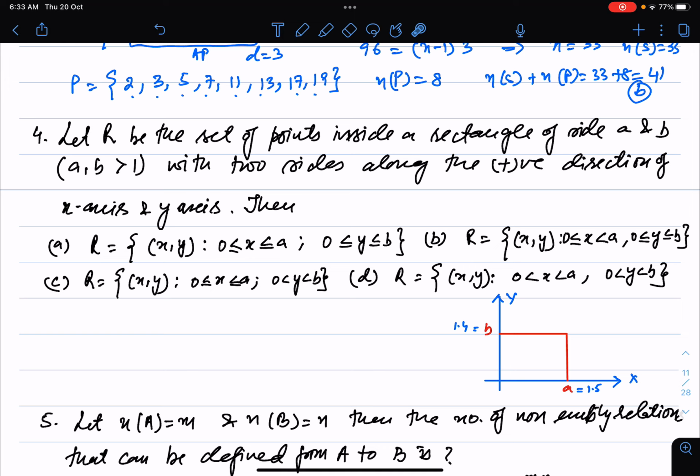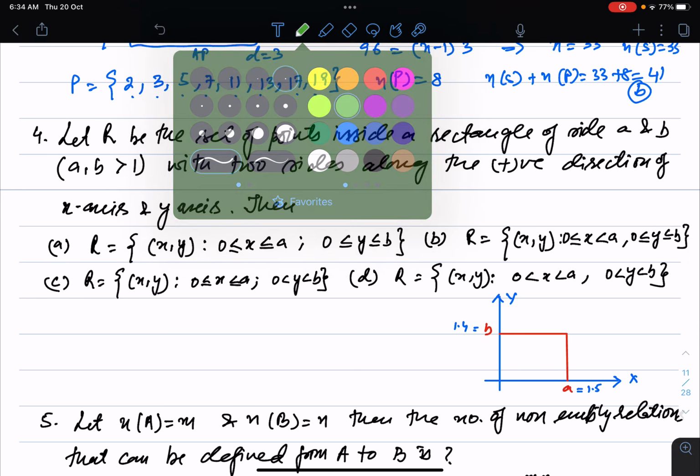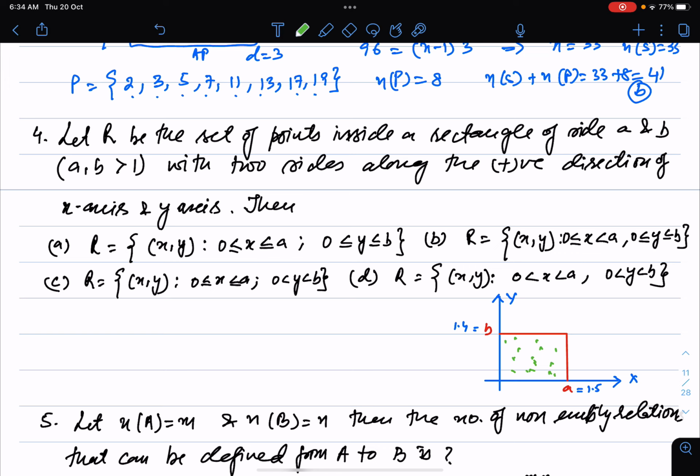A is greater than equal to 1 and we need R, the set of points inside the rectangle of side A and B. So R are all the points which are inside the rectangle. So obviously it has to be less than A. See, all the points in this rectangle, their x coordinate will be less than A, and the y coordinate will be less than B. So according to this, the option D stands. See, x is less than A and x is obviously greater than 0 and y is also greater than 0, because the two sides are on the positive direction of x-axis and y-axis. It is not in the negative direction. So D is the correct option.